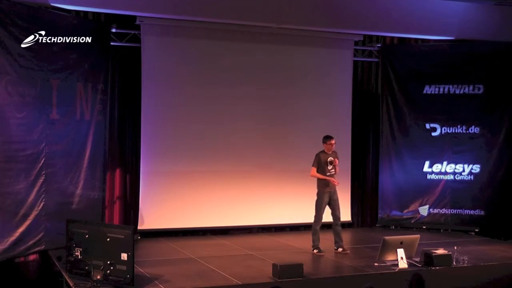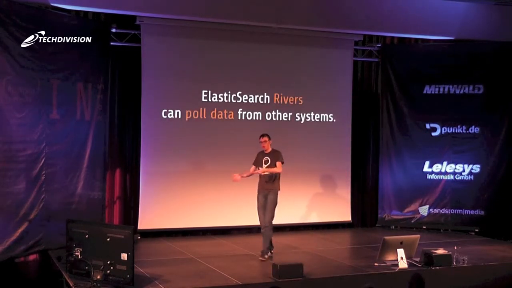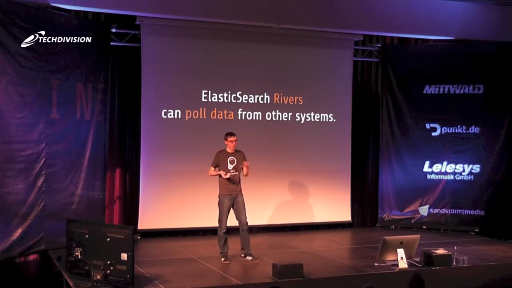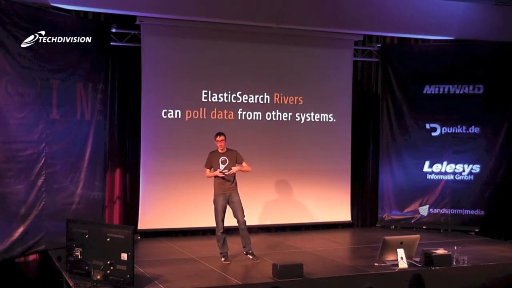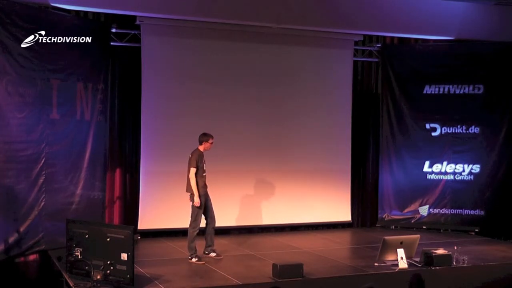There are some more advanced features to pull data into the system. So there's a feature called rivers, which can pull data from the system. For instance, there's a Twitter river, which directly indexes Twitter streams without you doing anything. So Elasticsearch pulls the data, which is pretty nice.